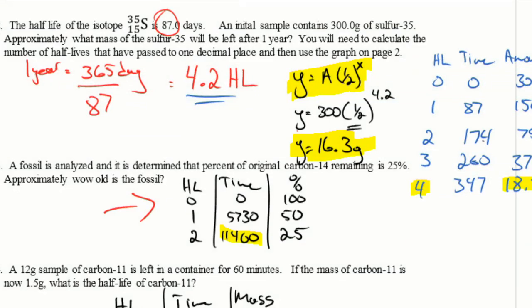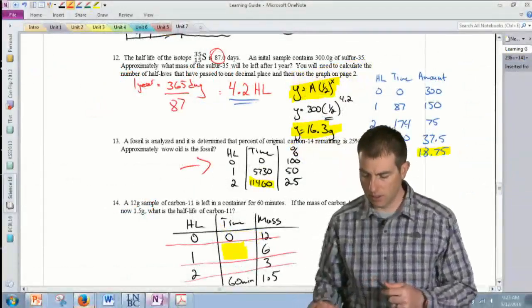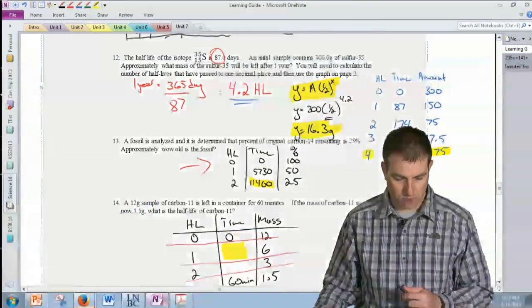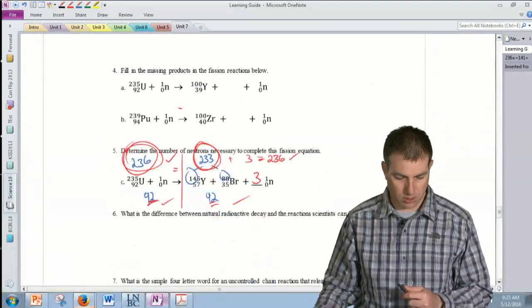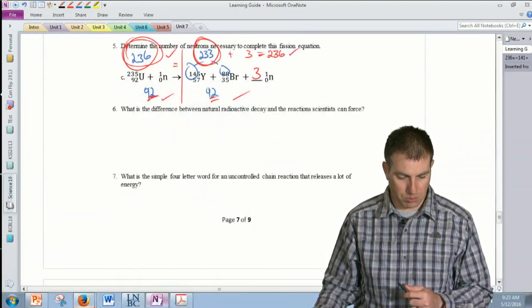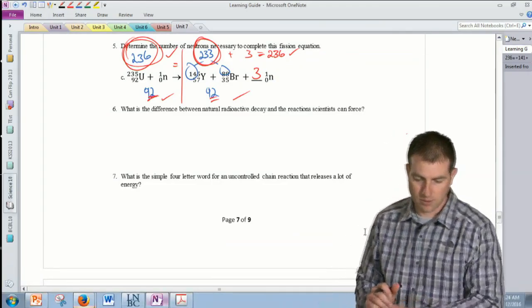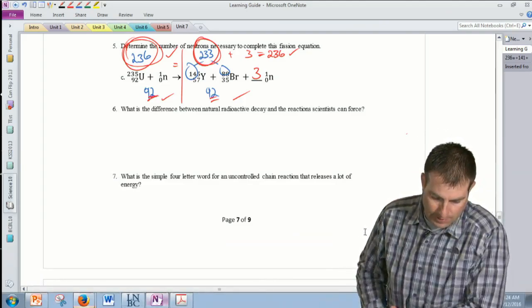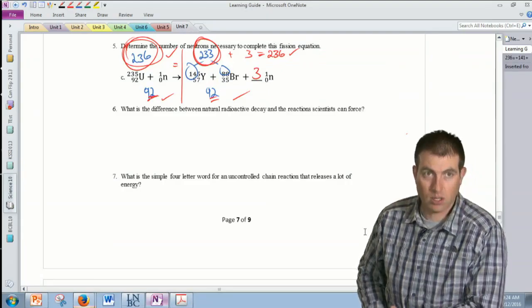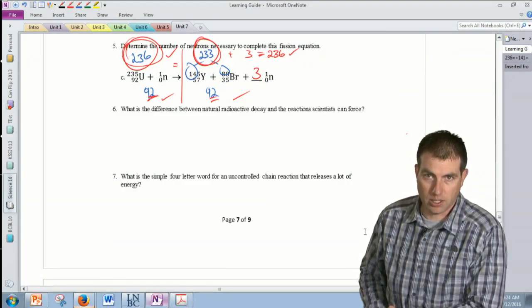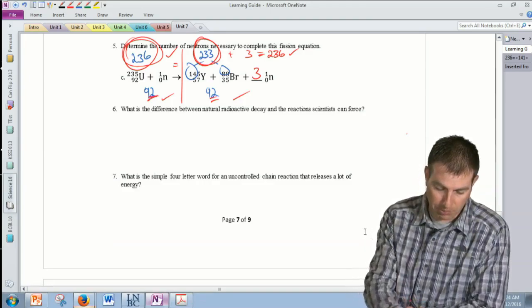And then number 7 on page 7. What is this simple 4-letter word for an uncontrolled chain reaction? Releases a lot of energy. Simple 4-letter word for an uncontrolled reaction. I'm drawing a blank here. Bomb? Sure. I was thinking like boom.